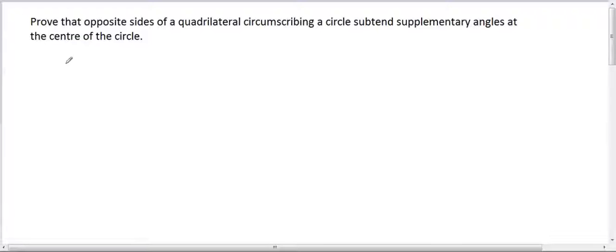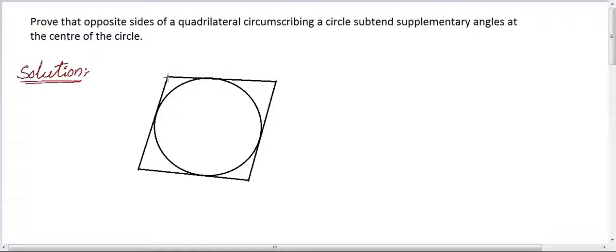Let's solve the question which I have written on the whiteboard. Here we need to prove. So first let's draw the diagram. Draw one quadrilateral and one circle inside that quadrilateral like this.